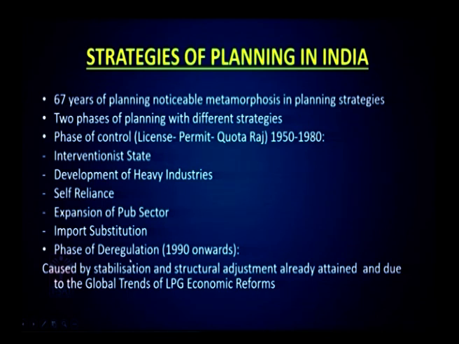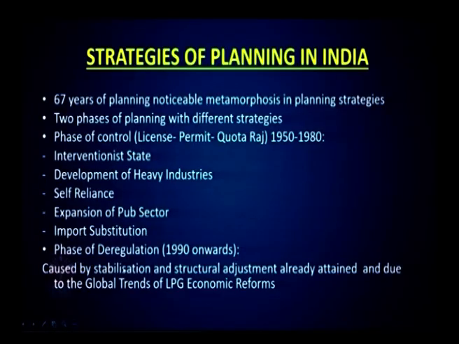So this phase of deregulation started in 1990 because in the earlier phase of control, we have attained quite satisfactory milestones in the form of improvements in economic growth, reduction in the poverty, increase in employment opportunities, increase in the per capita income of the people, reduction in the income inequalities prevailing in the society.